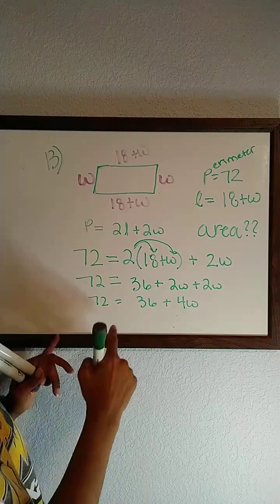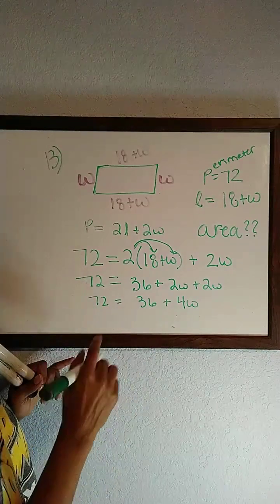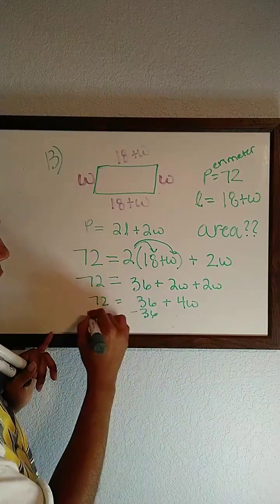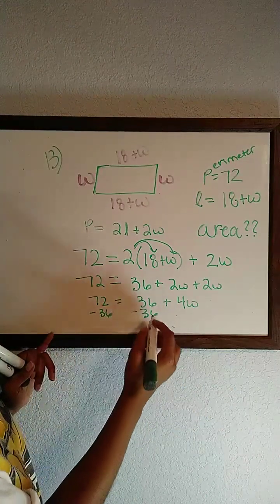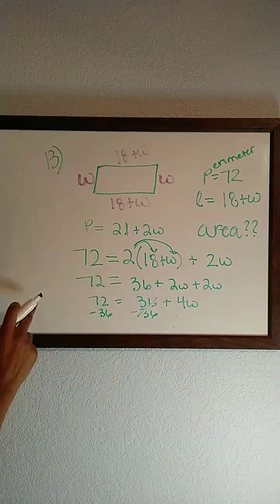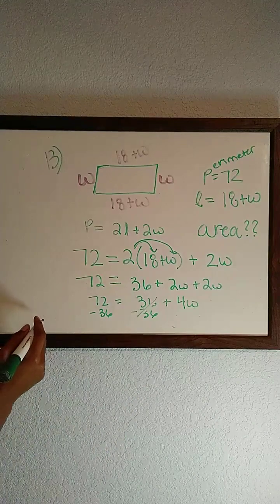So now what am I going to do? I got the 36. I combined my like terms. Subtract 36, very good, because I got to get the W's by itself. So I'm trying to remove all the numbers. 72 minus 36, I'm going to end up having to go right over here. What's 72 minus 36?